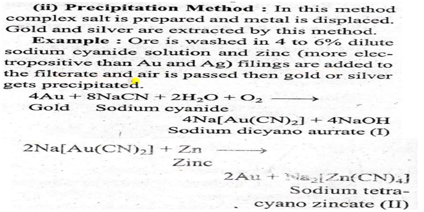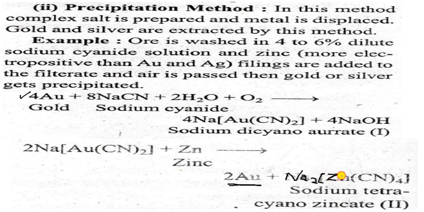Let us see the next. The second method is the precipitation method. In this method, a complex salt is prepared and the metal is displaced. Gold and silver are extracted by this method. For example, the ore is washed in 4 to 6% dilute sodium cyanide solution, and zinc, which is more electropositive than gold and silver, filings are added to the filtrate and air is passed. Then gold or silver gets precipitated.